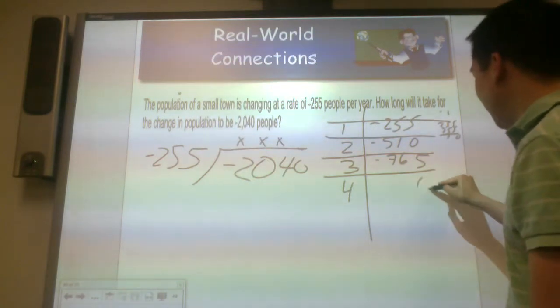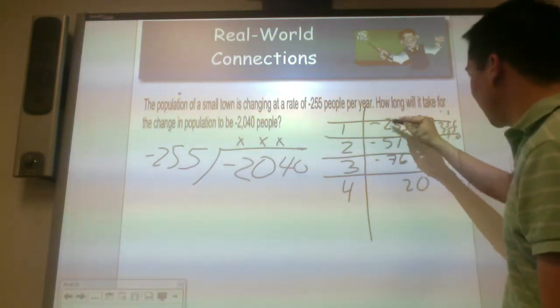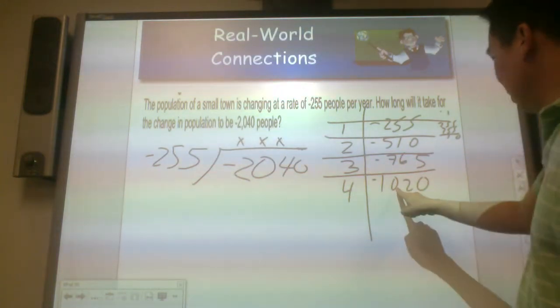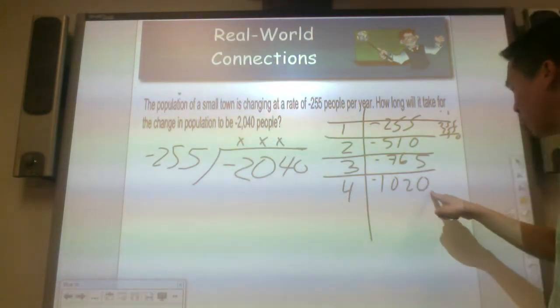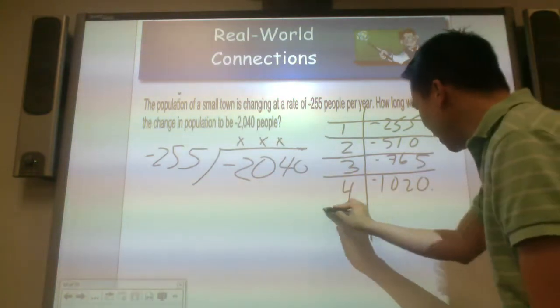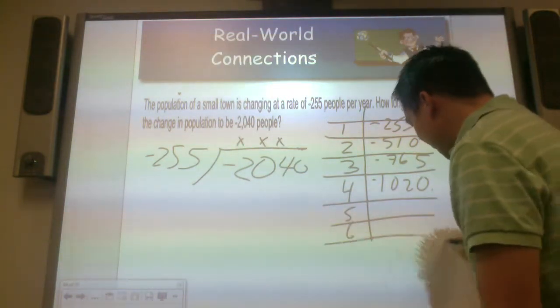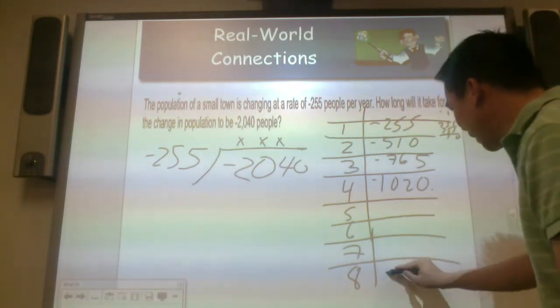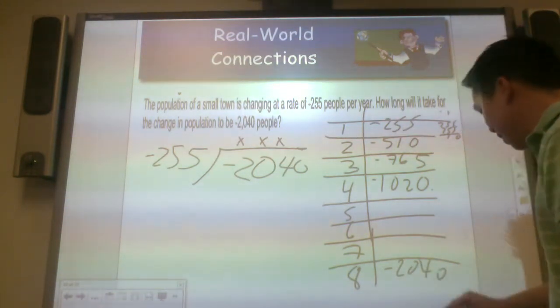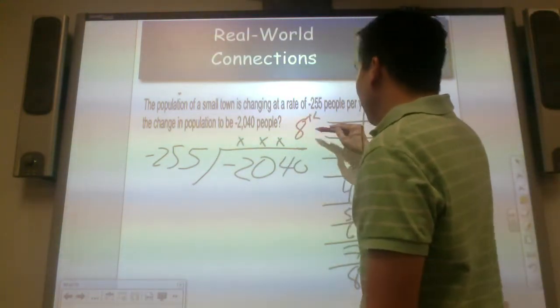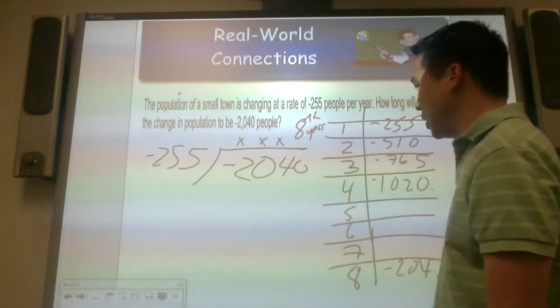So 5 plus 5 is 10, carry the 1, that's 12, carry the 1, 7 plus 2 is 9, 10. Wait, the fourth year is 1,020. That looks like it's double that. So wouldn't that be the 6th, 7th, 8th? Wouldn't that be the 8th year? So it's the 8th year they will lose that many people.